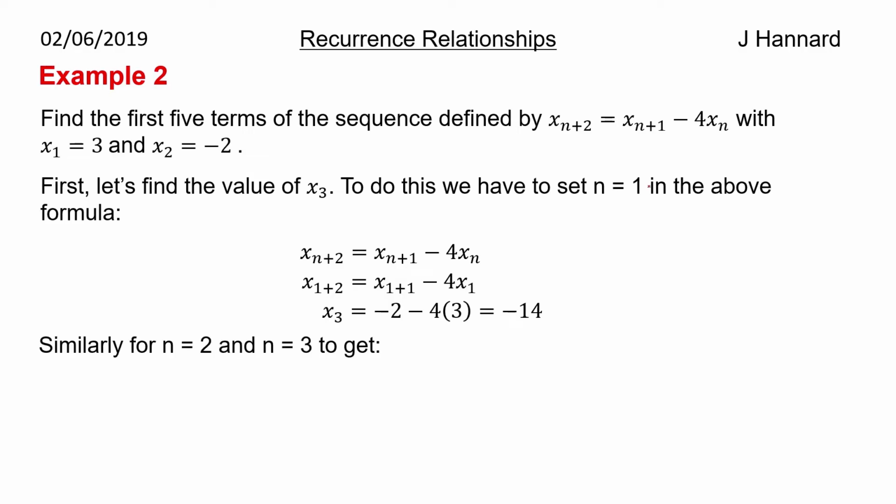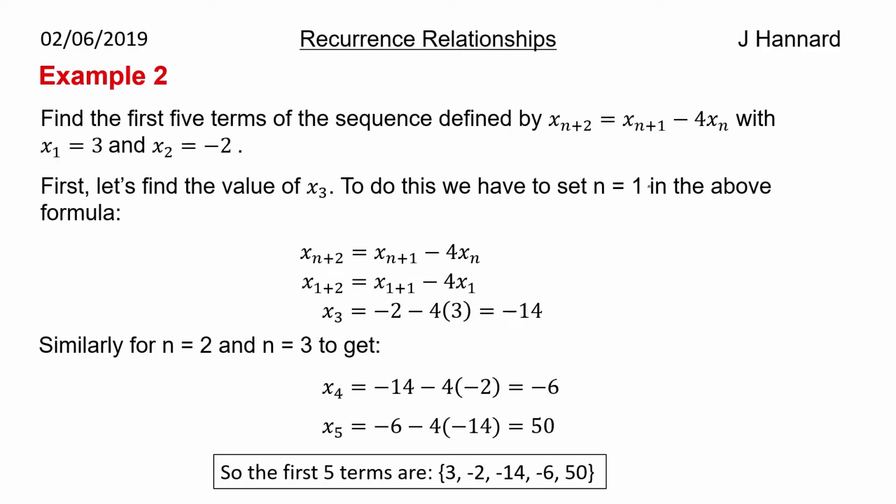And then we do the same for n equals 2 and 3. So we get x4 equals minus 14 minus 4 times minus 2, which equals minus 6, and x5 is minus 6 minus 4 times minus 14, which equals 50. So the first 5 terms are 3, minus 2, minus 14, minus 6 and 50. So completely random there really.